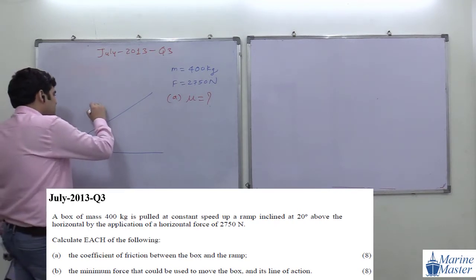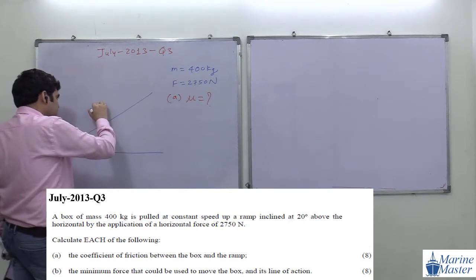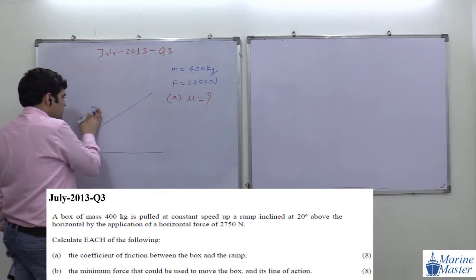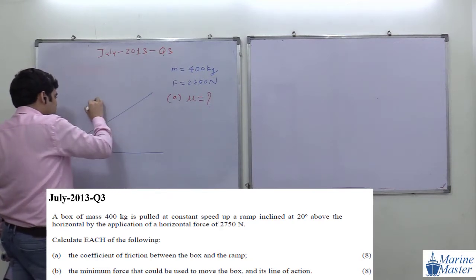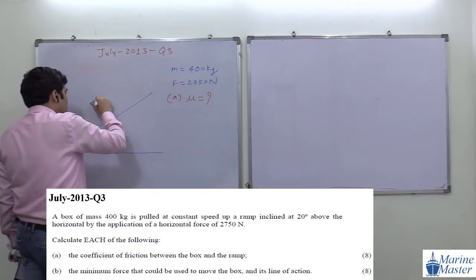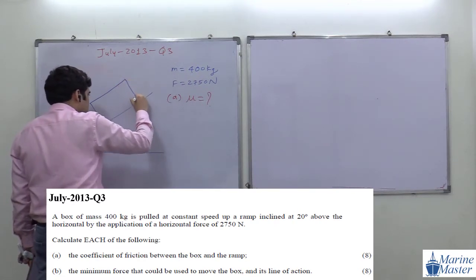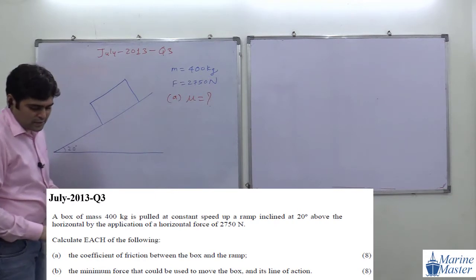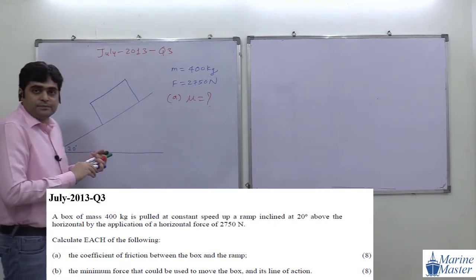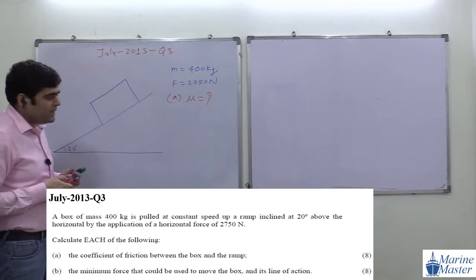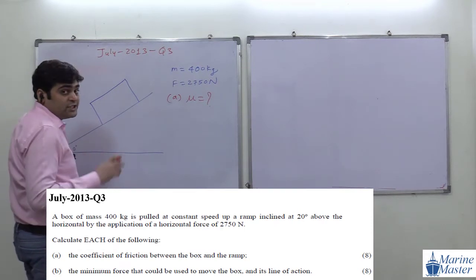On this, there is one box here. See the point here. How much is the weight of the box? This is our box. The weight will be 400 g.